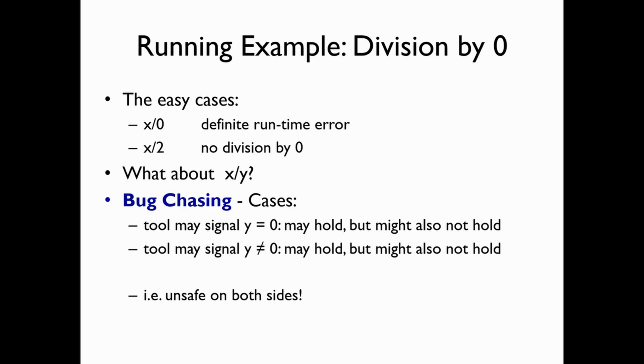Back to our running example, the x divided by y. The tool may signal y equals 0, which may hold but might also not hold. The tool may signal x not equal to y, which may hold but might also not hold. So we really don't know much.